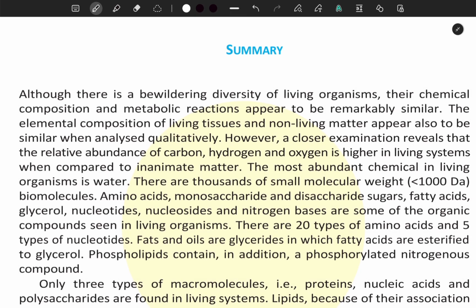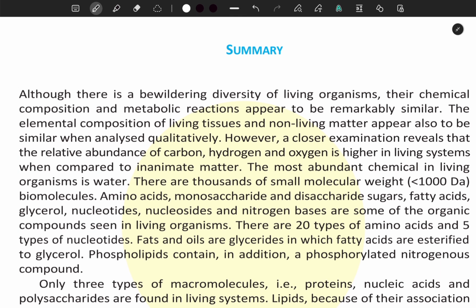Let us discuss the summary. Although there is a bewildering diversity of living organisms, their chemical composition and metabolic reactions appear to be remarkably similar. The elemental composition of living tissues and non-living matter appear also to be similar when analyzed qualitatively. However, a closer examination reveals that the relative abundance of carbon, hydrogen, and oxygen is higher in living systems when compared to inanimate matter.